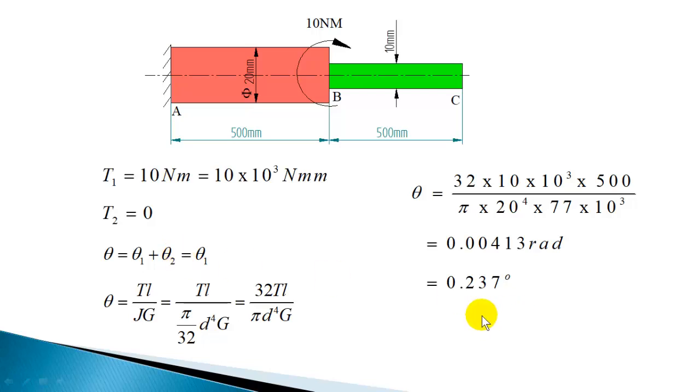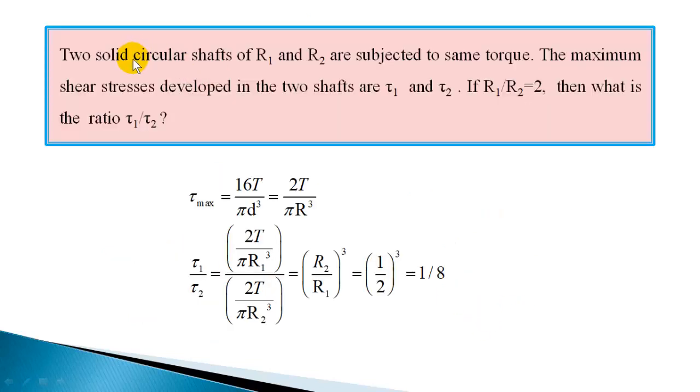Now let us work out another example. Two solid circular shafts of radii R1 and R2 are subjected to the same torque. The maximum shear stresses developed in the two shafts are τ1 and τ2. If R1 by R2 is equal to 2, then what is the ratio τ1 by τ2?